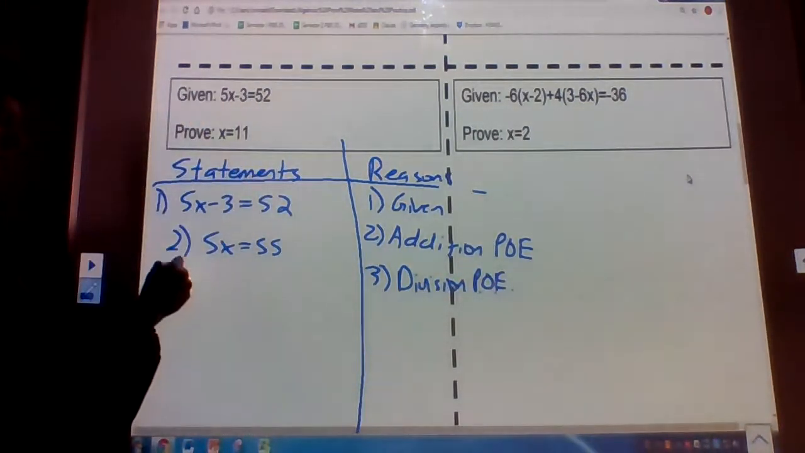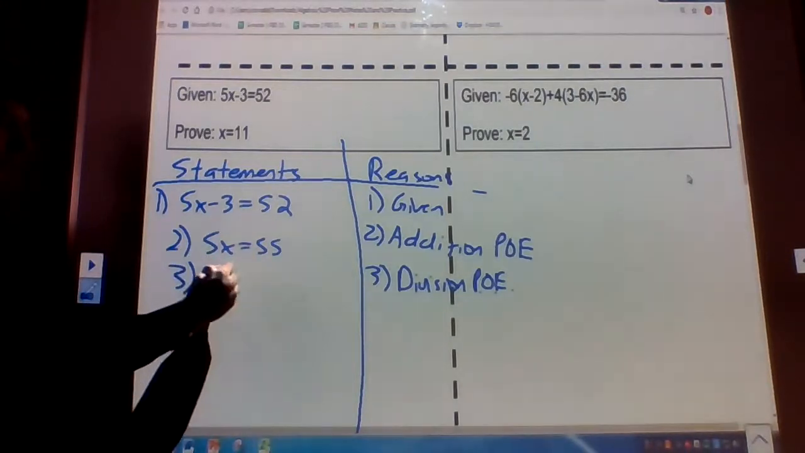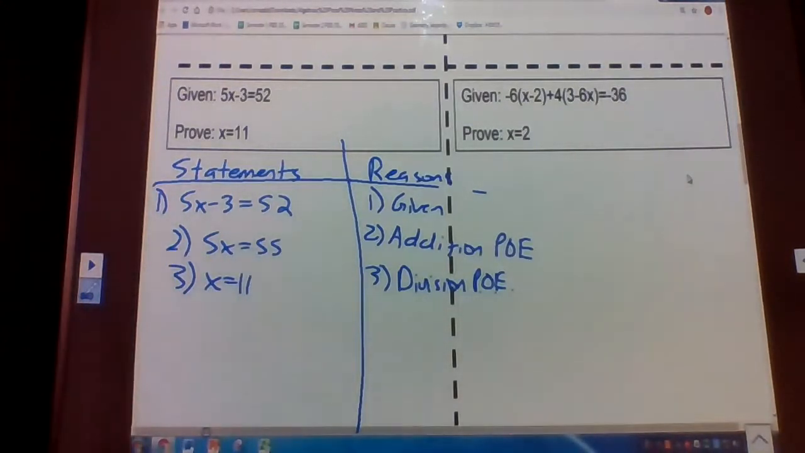Okay, and we end up, when we divide both sides by 5, we get x equals 11. There we go.